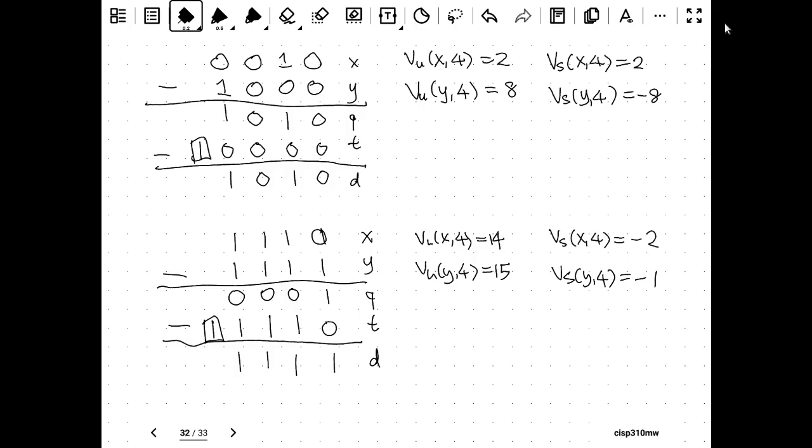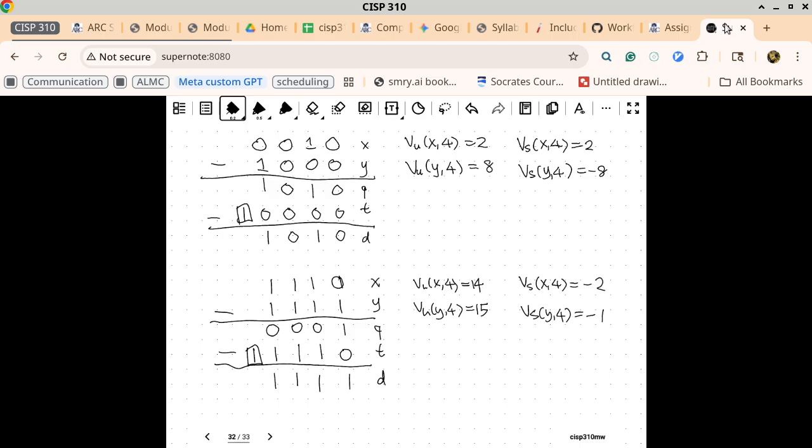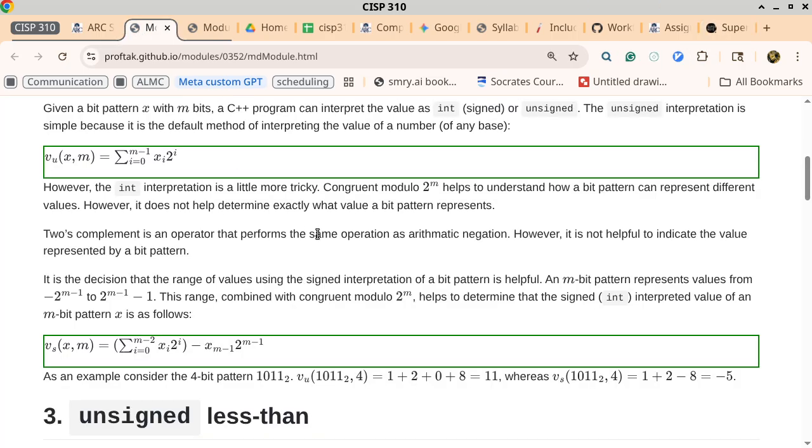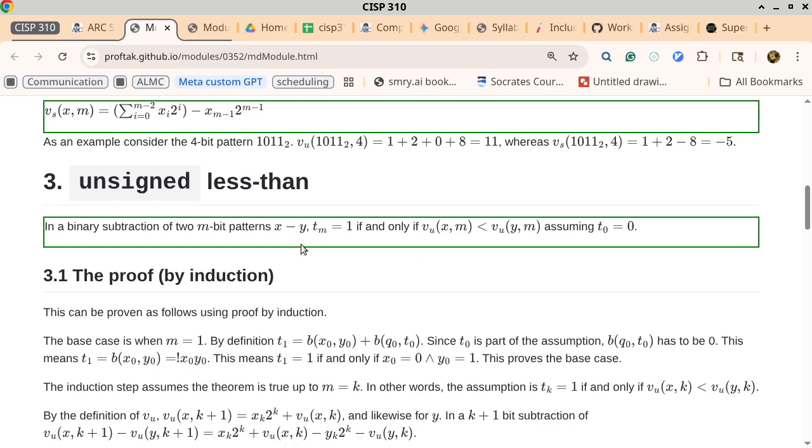It all works out. Going back to my notes, I want to show you where you can find the conclusion of all of this. It is also in green. It says right here: in a binary subtraction of two m-bit patterns, x minus y, B of m equals 1 if and only if VU of xm is less than VU of ym, assuming T0 is a 0, which matches all four cases that we have been talking about. Is that okay so far?